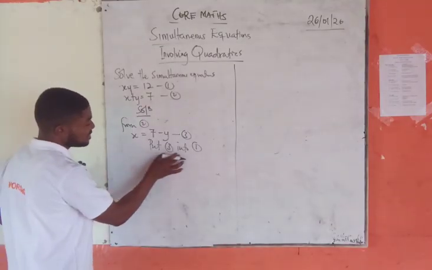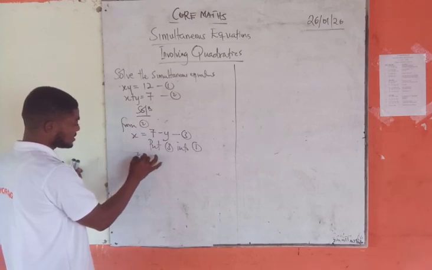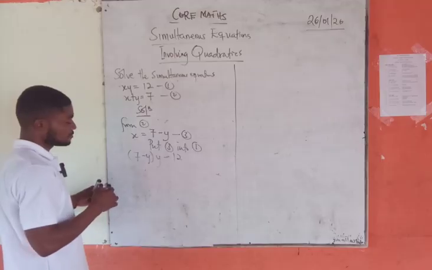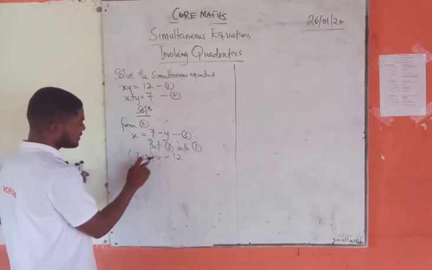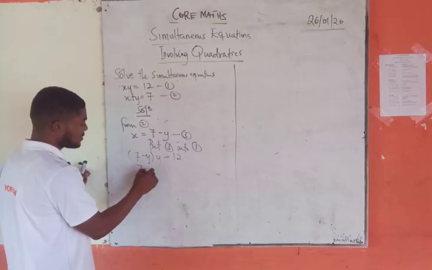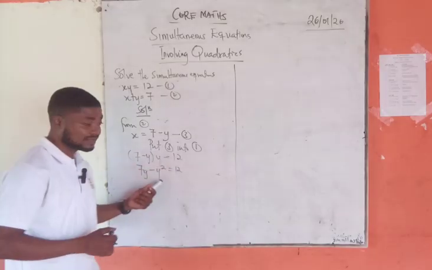So we put equation 3 into equation 1. Then we have 7 minus y times y is equal to 12. 7 times y, that should give us 7y. Y times y is y squared. Now we are having a quadratic.